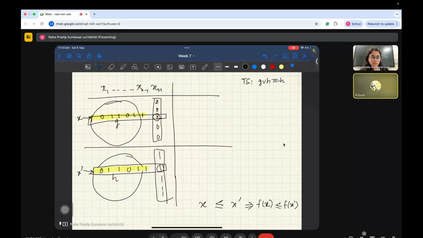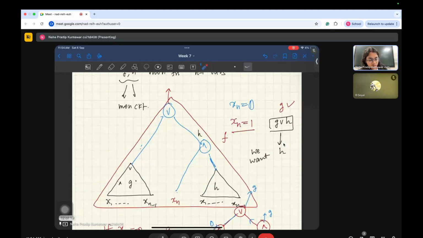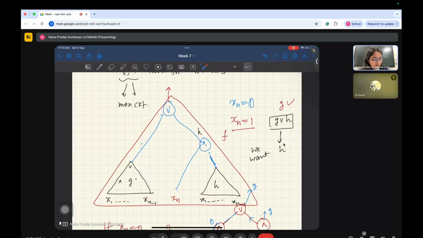This is because f is a monotone function. By definition, whenever this happens, that is true. But how to make a circuitry for this? That is the question. So we drew the circuit for this, right? And we are now arguing that the circuit is correct. By correct we mean, when xn is 0, it should be computing g. When xn is 1, it should be computing h. This is what we want to argue. This part we did.